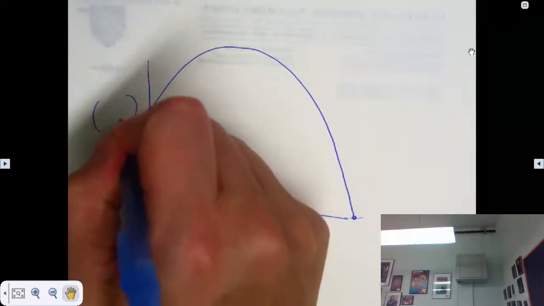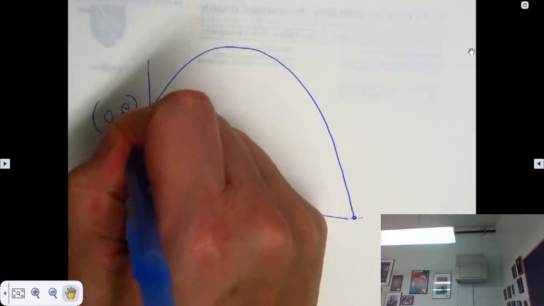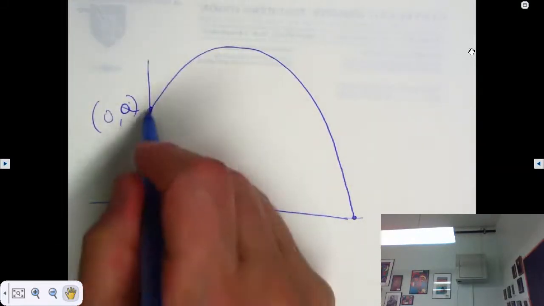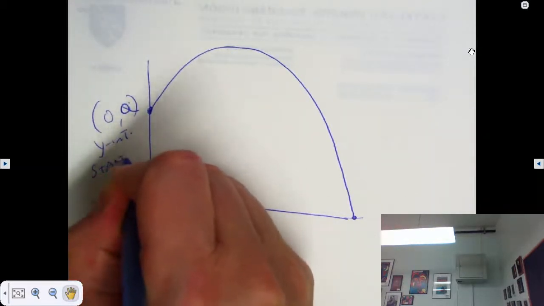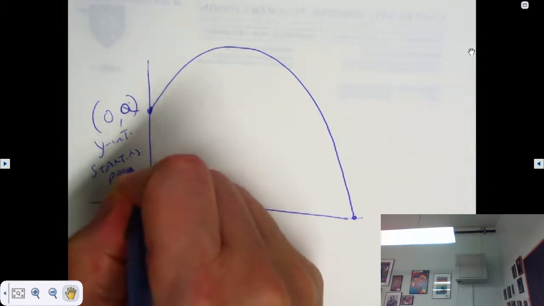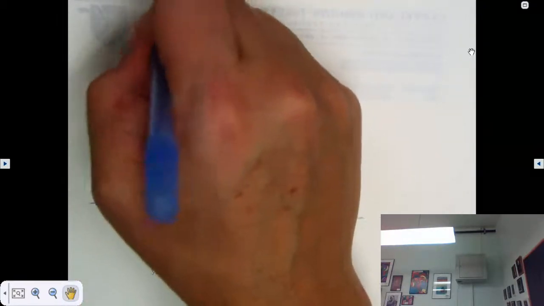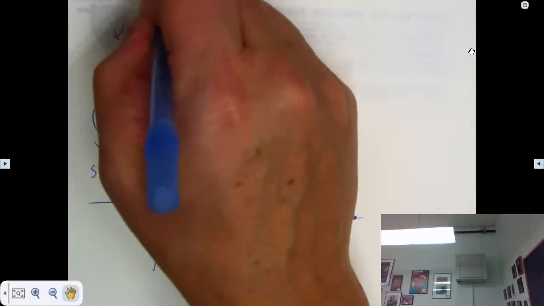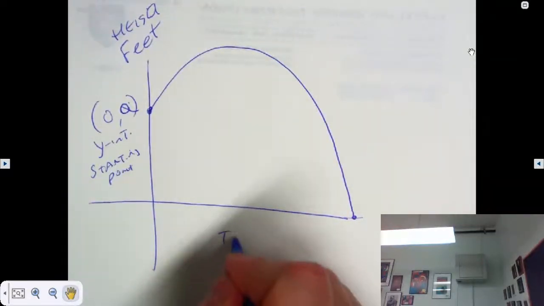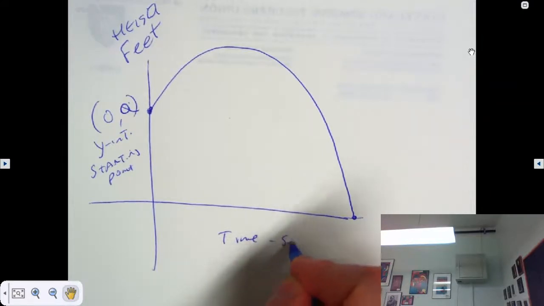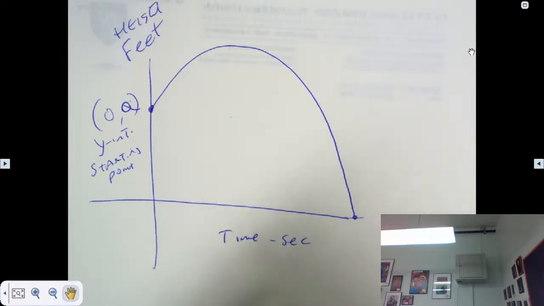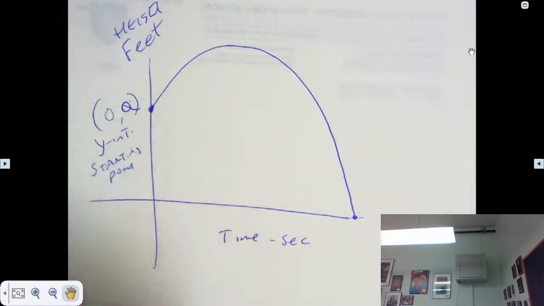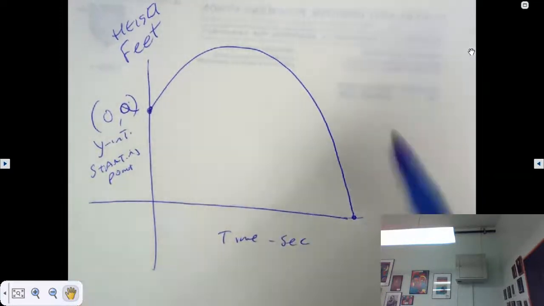The first thing is that this point over here, let's call it 0a, that y-intercept, is your starting point. If this is feet or whatever the height is along the y-axis, and this is time, usually in seconds, along the x-axis. So height is along the y, and time is along the x-axis. If I had a point like 0a, that would mean that a feet is my starting point.